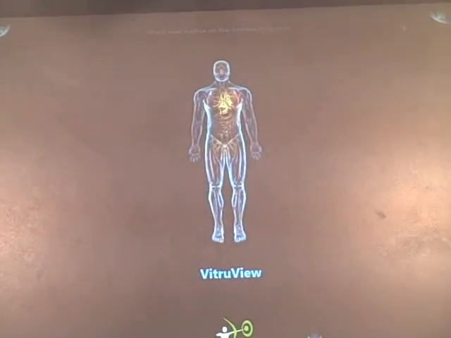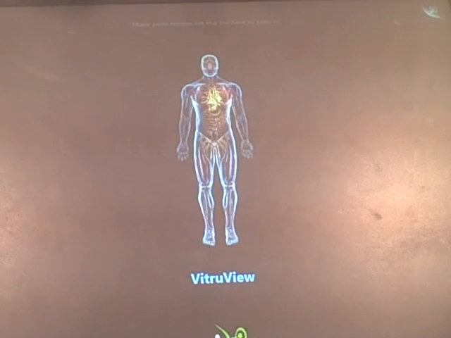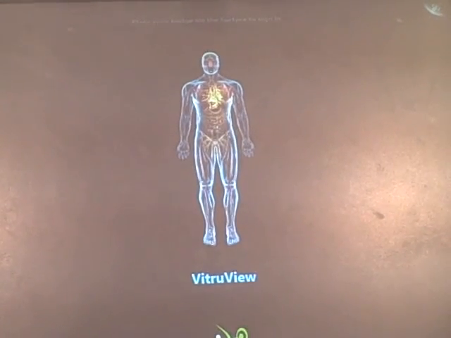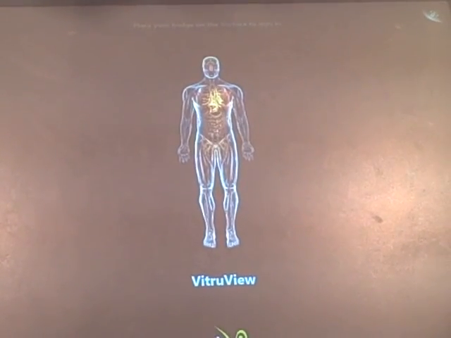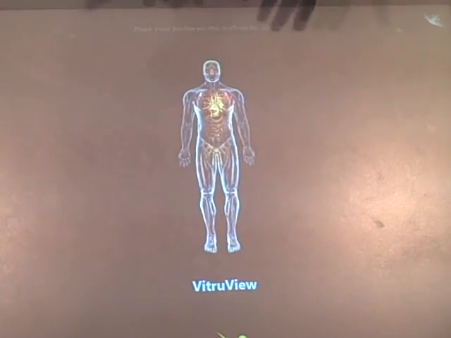This is an application called VitReview. It's a healthcare specific application, and it was actually done in conjunction with Intermountain Healthcare out of Salt Lake City. And the idea is that it's going to allow a surgeon, a heart surgeon, to actually document what's going to happen in a procedure, what happened in a procedure, and actually store that with the patient's electronic health record.